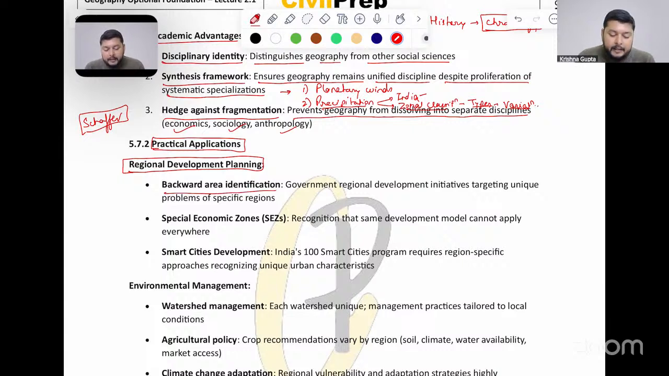The backward area identification, for example, government regional development initiatives targeting unique problems of specific regions. For example, we have command area development, we have hilly areas development, we have tribal areas development.